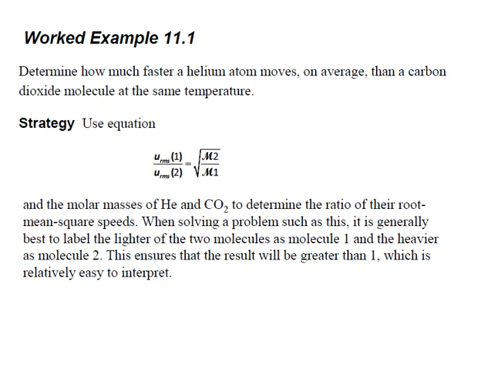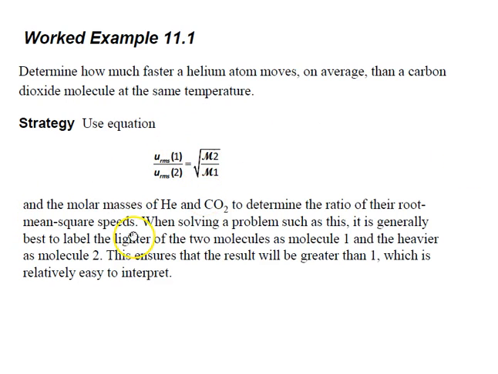It reads, determine how much faster a helium atom moves on average than a carbon dioxide molecule at the same temperature. We're going to use a root mean squared formula for speed, which looks at a ratio of their root mean squares as well as their molar masses. Now this is comparing one compound to another, or an atom to atom or atom to molecule or molecule to molecule. It doesn't matter which way the ratio goes or which atom you set to be 1 and 2 in the formula.